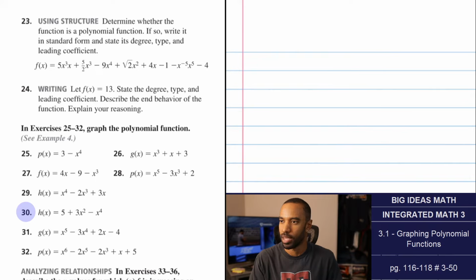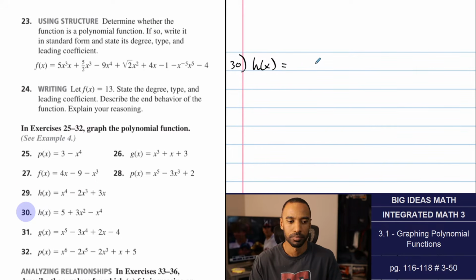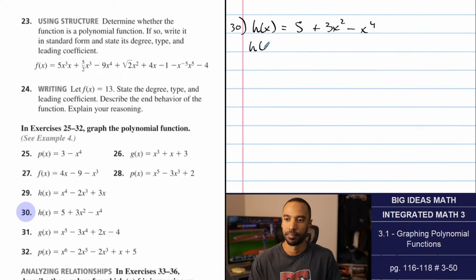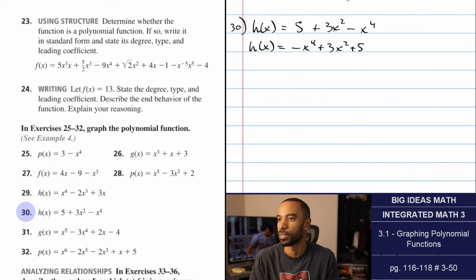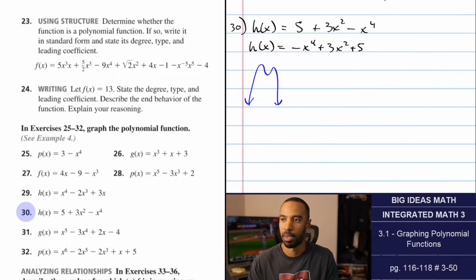Number 30. We have 5 plus 3x squared minus x to the fourth. You can already tell I'm going to get into standard form in a bit. But always copy down the original problem. Negative x to the fourth plus 3x squared plus 5. Let me copy the table. Actually, I can make another new table. That's lazy on me. Negative, even. Again, start down, finish down is what I care about there.